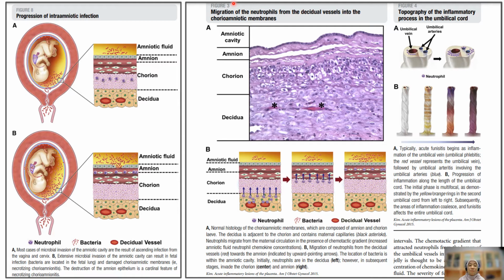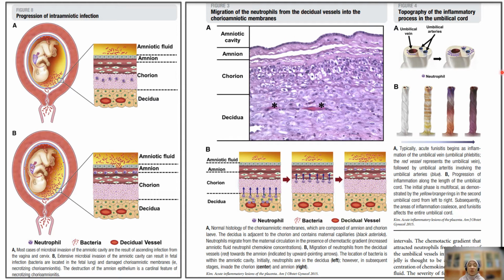The presence of bacteria in the amniotic fluid will elicit an immune response, neutrophils in this case. Neutrophils that have extravasated from decidual blood vessels would move upward through the decidua to the chorion to the amnion and at the end reach the amniotic fluid.